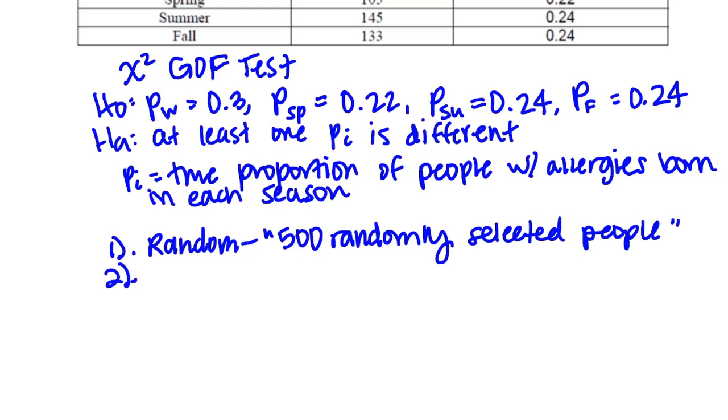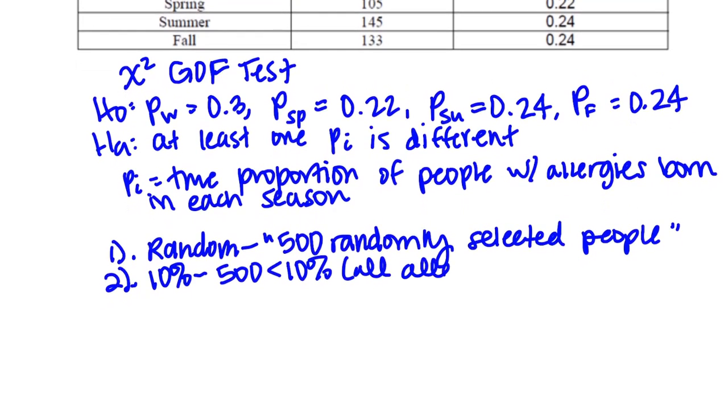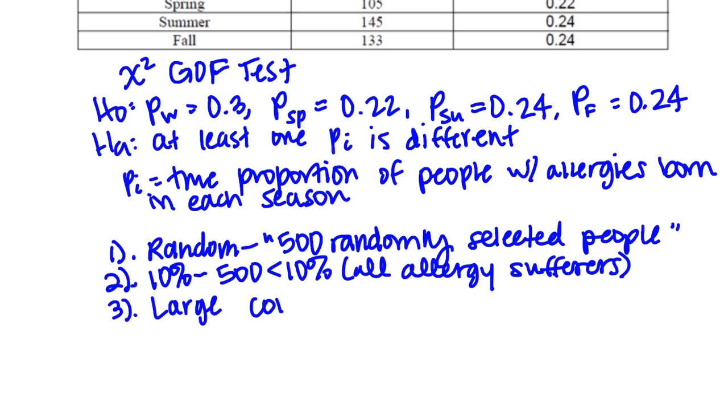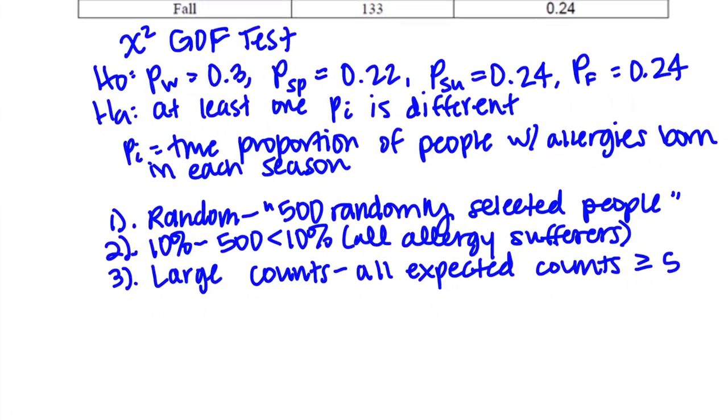Number 2, 10%. 500 should be less than 10% of all allergy sufferers. And number 3, large counts. We have all expected counts are at least 5, and then we want to label our expected counts right here.